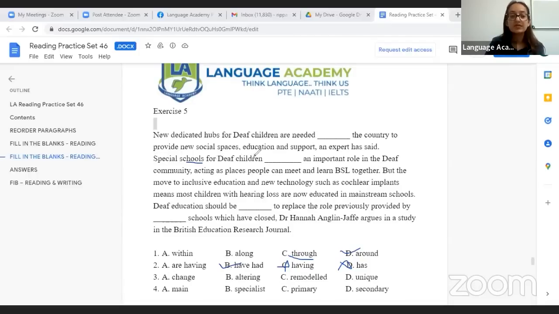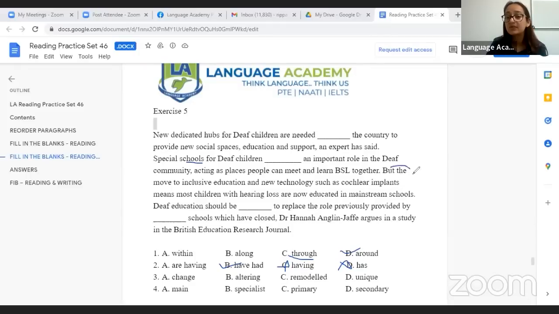Special schools for deaf children have had. Already they have. From the past, they are doing this. An important role in the deaf community, acting as places where they can meet and learn. But the move to inclusion, education, and new technology such as cochlear implants means most children with hearing loss are now educated in mainstream schools.